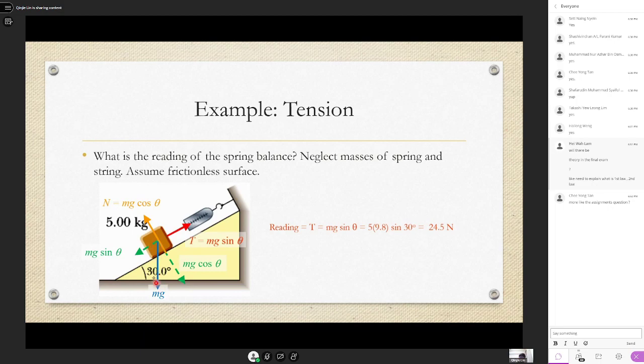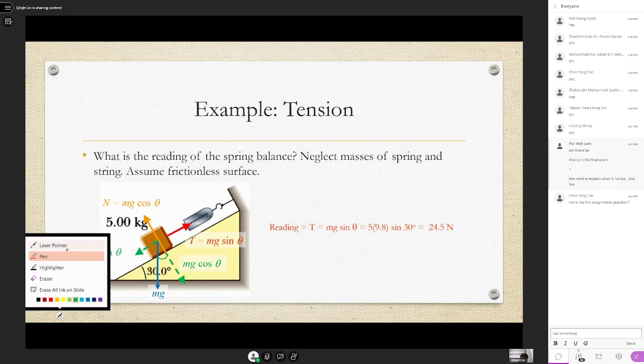We're going to resolve this mg into two components, one along the slope, which is mg sine theta, because you know theta is here, right? 30. When 30 degrees is here, it means 30 degrees is here. Okay, let me draw. If 30 degrees is here, it means the 30 degrees will be here. That's our geometry. That's why this is mg sine theta, and this is our mg cosine theta.